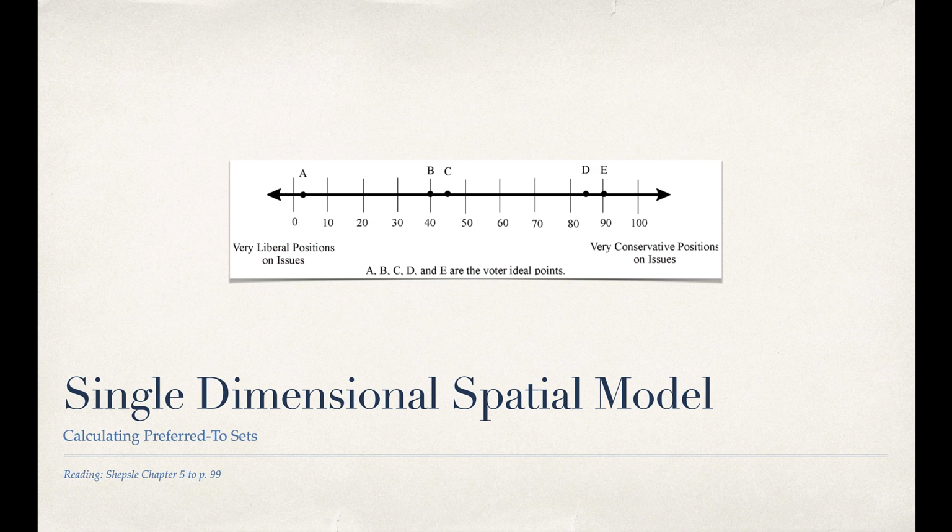But now we are going to actually start calculating people's what we're going to call preferred-to sets. And it means exactly what it says. It's the set of things I prefer to a given alternative, right? So you give me an alternative, these are all the things I like better than that alternative, all right? That's what a preferred-to set is, okay?